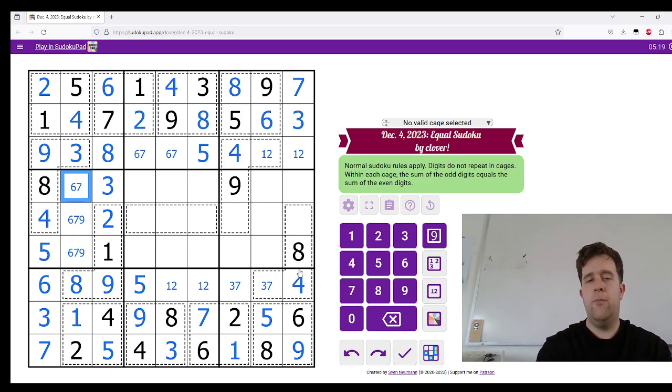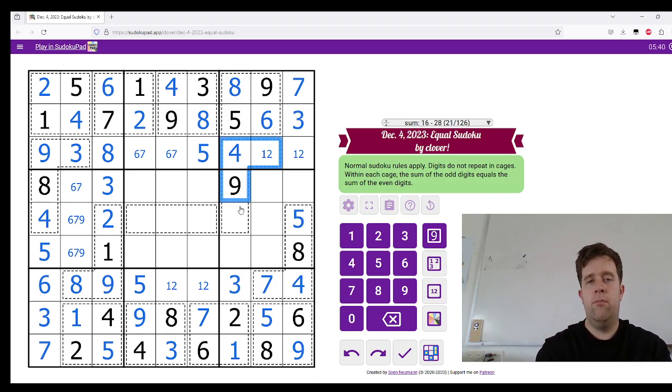Let's come over here. 8 and 4 means this has to be 12. We can't put another even digit because there's no way for this to make that total. If this is 3, then this must be 9. But since there's a 9 in the box, we'll make this a 7. And this is a 5.